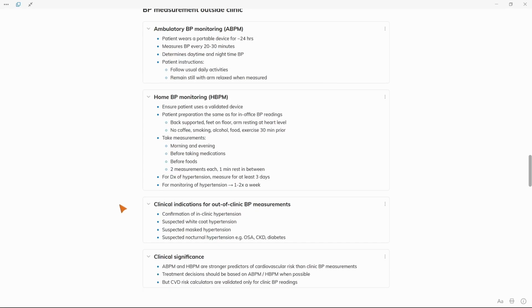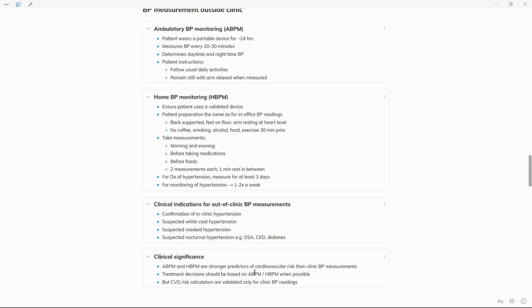So why do we care about ABPM and HBPM? It's because ABPM and HBPM are actually better predictors of cardiovascular risk than clinic BP measurements. So the patient's blood pressure outside of the clinic is actually a better predictor of their risk of heart attacks, as an example, than measurements of blood pressure in the clinic. And because it's a better predictor of risk, treatment decisions for hypertension should ideally be based on ABPM and HBPM measurements when possible.